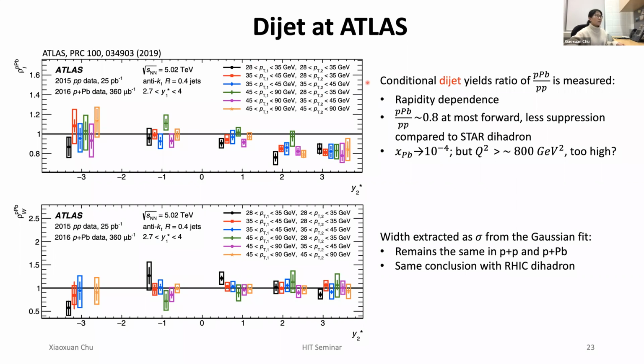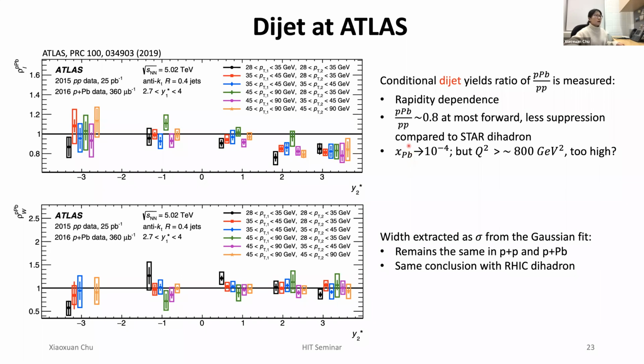So they were measuring the di-jet correlations, and the area ratio of p-lead over pp is plotted as a function of the rapidity. So in the backward and the middle rapidity, they didn't observe any suppression, and for the most forward direction, they see around 20% of suppression.